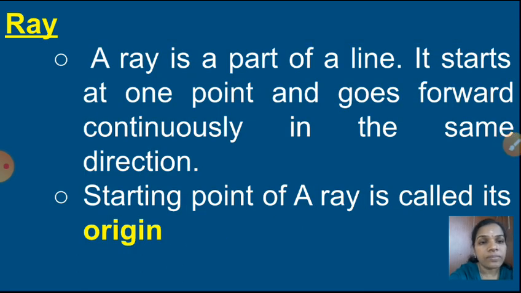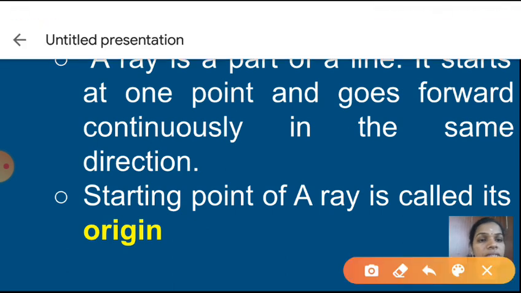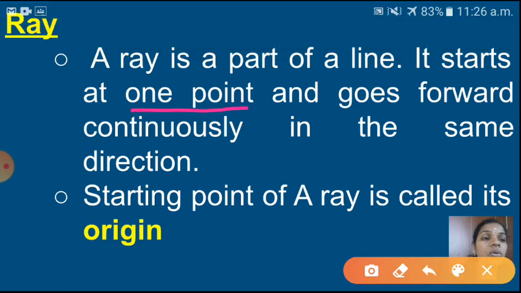Next one is ray. What is meant by ray? A ray is a part of a line. It starts at one point and goes forward continuously in the same direction. The starting point of a ray is called its origin. So a ray is a part of a line. On one side an endpoint is there and on the other side an arrowhead is there. That means it goes forward continuously in the same direction.